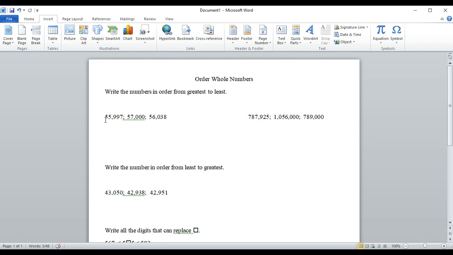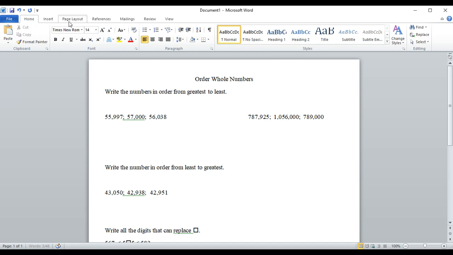You want to know which one is the greatest. They all have fives in the 10,000s place. This one has a 5 in the thousands, a 7 in the thousands, and a 6 in the thousands. So this is going to be your greatest number. Now, in your workbook, I'm going to ask you to number them because that will be the easiest for me. I'm going to ask you to put a 1 over the one that should go first. So this one should go first.